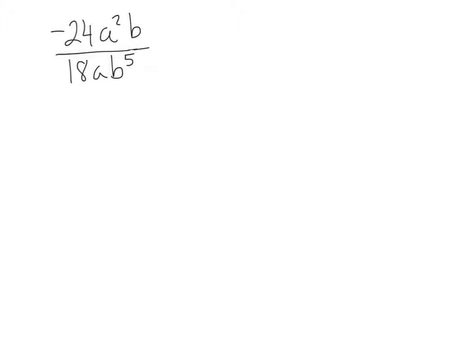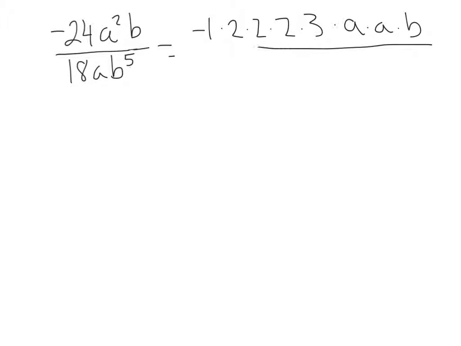In this second problem, we have a slightly more complication because we have a fraction and we have multiple variables and numbers written together. I'm going to look at this carefully in the following way. If you thought of this problem as -1 times 2 times 2 times 2 times 3 times A times A times B, that would be the numerator if you wrote it out in what you might call longhand. The denominator would be 2 times 3 times 3, writing the prime factorization of 18.